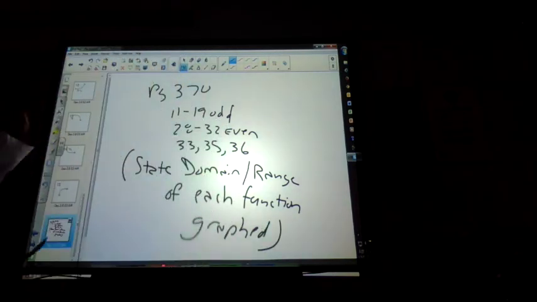All right, so 370, 11 through 19 odd, 28 through 32 even, 33, 35, 36. If you graph any of those that they ask you to graph, make sure you state the domain and range of what you have graphed.